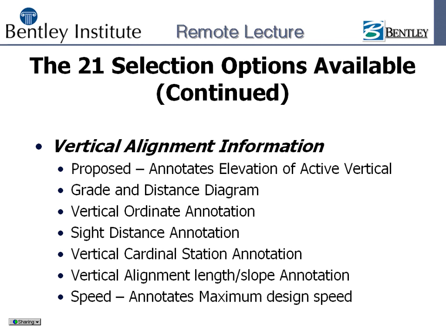Then we have vertical cardinal station annotation, which is the obvious key points on the vertical, the PVCs, PVTs, all of that. Then vertical alignment, length, and slope. All of these are in tabular form at the bottom, not up on the object itself. So on a running view, we can look at the vertical alignment, length, and slope. And then lastly, we have maximum design speed.